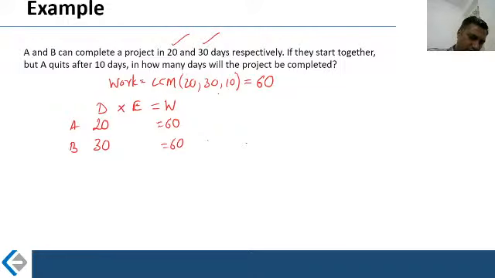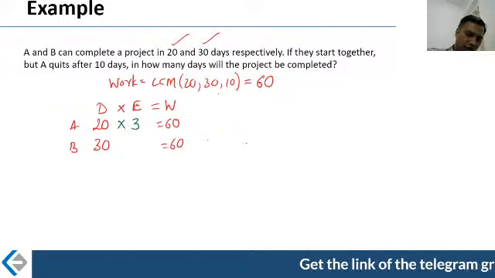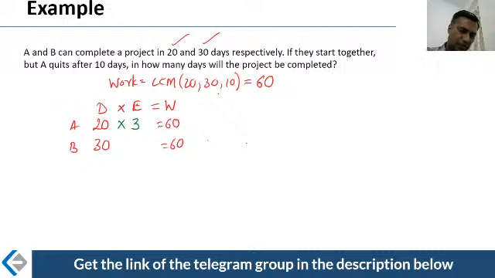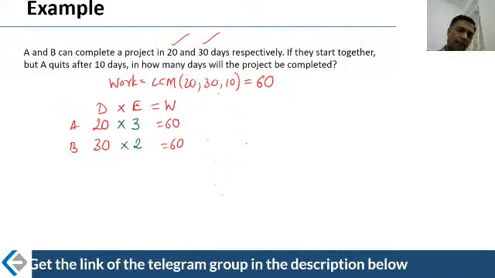And therefore, what is the efficiency, friends? Efficiency here is 3 units, 20 into 3. This person can deliver 3 shirts per day, or this person can deliver 2 shirts per day, 30 into 2. Good. Combined efficiency. All right, now that's the efficiency. Now keep it. Now I don't have to do the combined. Now go to the question.